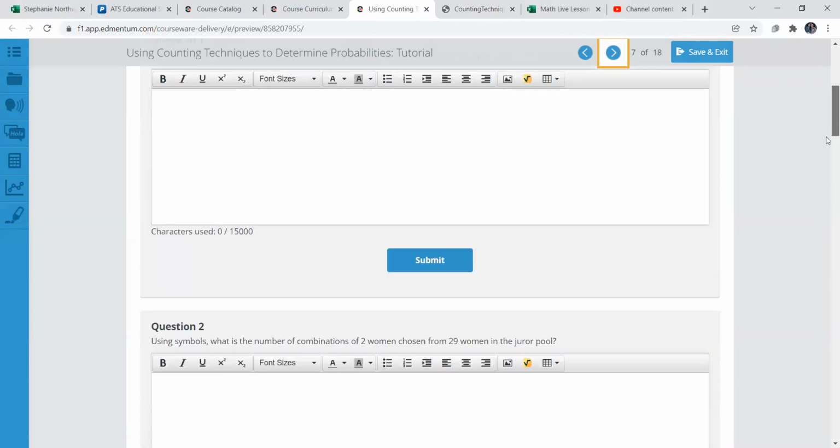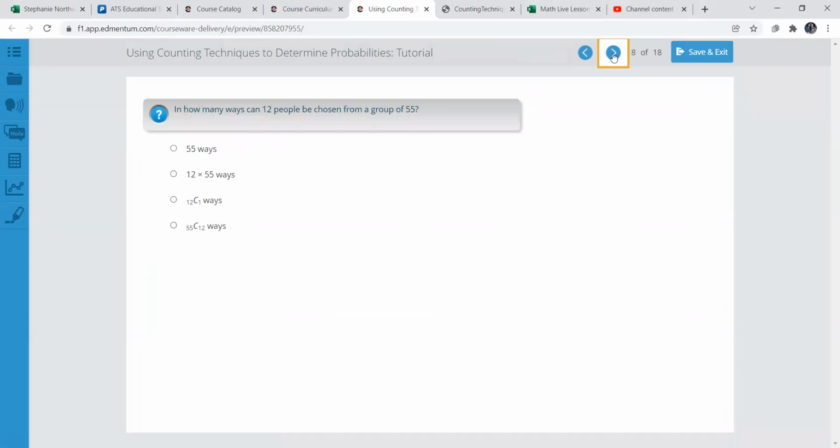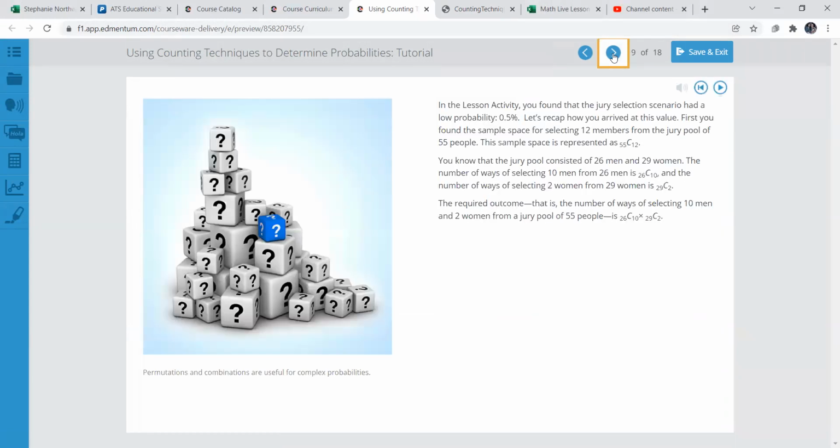Combinations to find a probability. This, in the beginning of the tutorial, talks about jurors and male and female on a jury. Usually in this pool, the jury was 10 men, 2 women. So typically sometimes it's mixed up. What are different combinations you can come up with? Okay, let's go here.